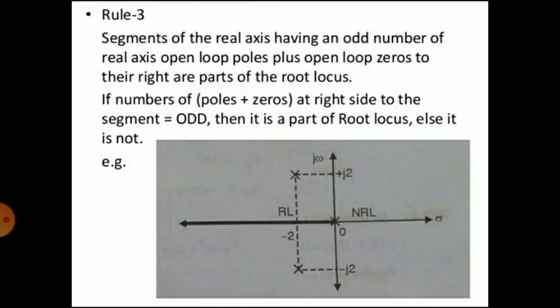Now we have to put a point on the real axis, and on the right hand side of this point the count should be odd. So a point on the real axis lies on the root locus if the sum of the number of open loop poles and open loop zeros on the real axis to the right hand side of this point is odd.